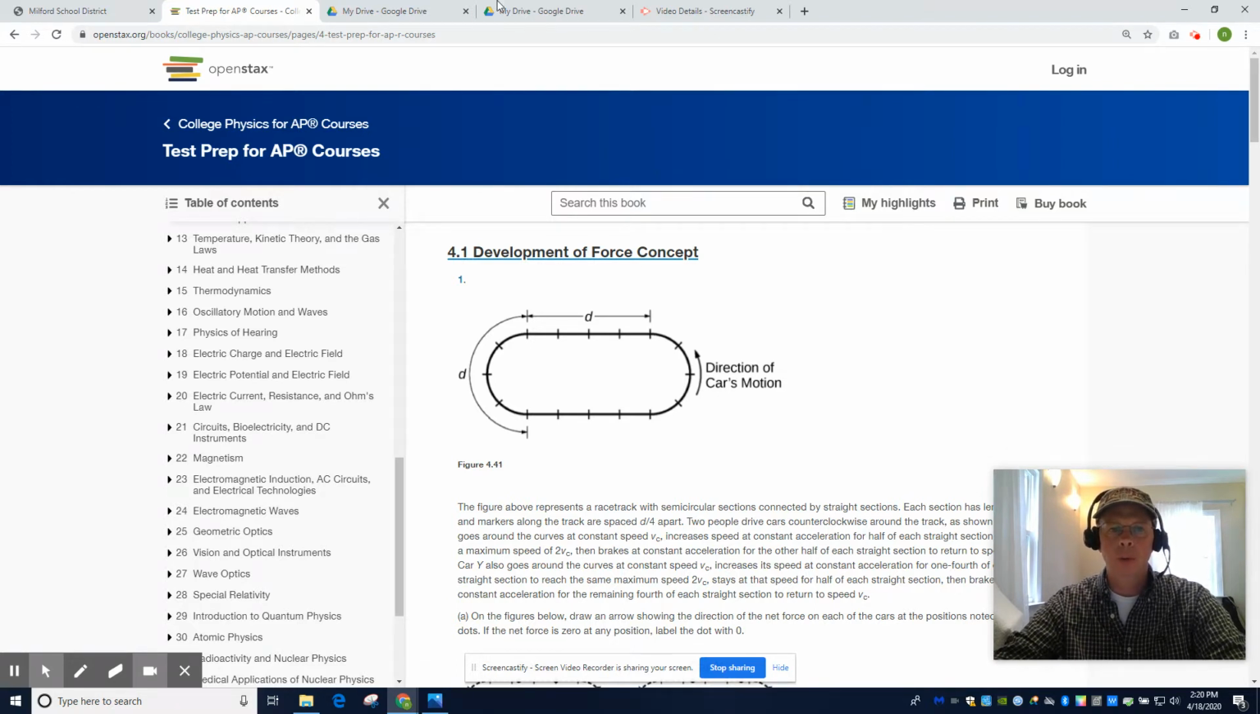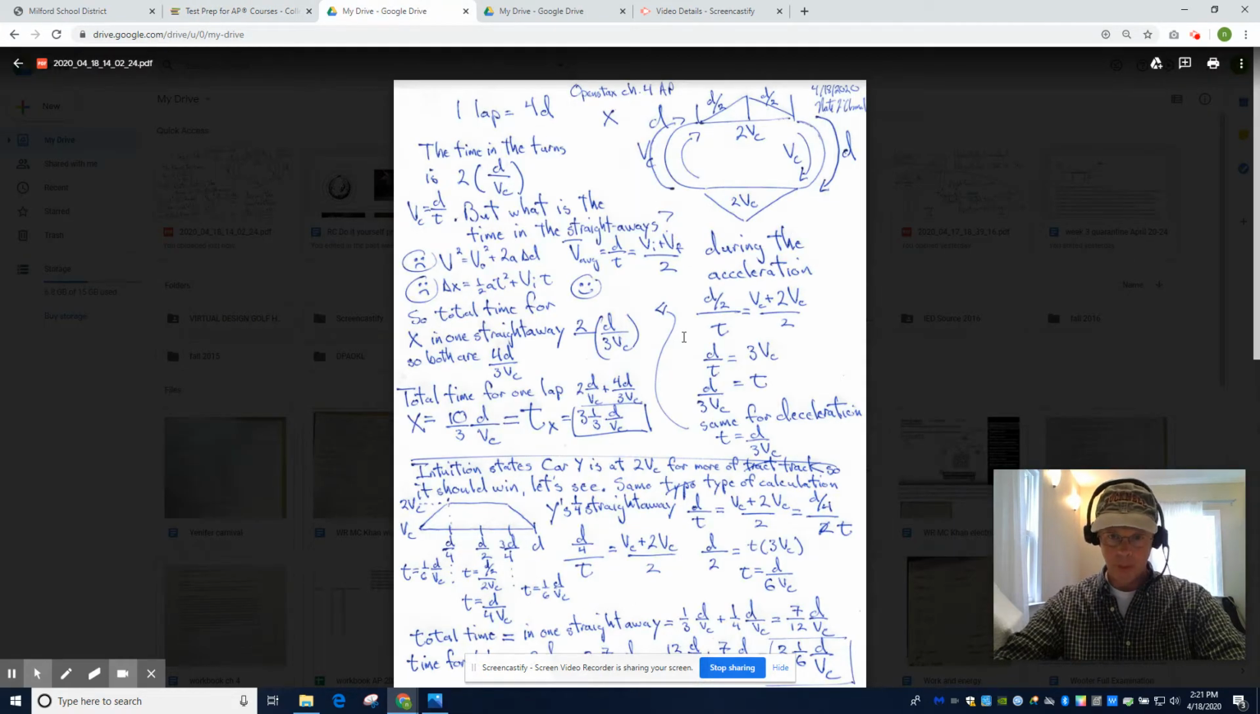All right, so like I said, qualitatively, you would expect the car that accelerates for the first quarter, maintains that high speed, and then comes down to win. So we were in the middle of the quantitative solution, and it's kind of tricky. You have to use average velocity equals distance over time and average velocity equals initial velocity plus final velocity divided by 2. I did that for one half of the straightaway, and I found the time, and then I doubled it. The time for one half of the straightaway for car X is 1/3 D divided by VC.